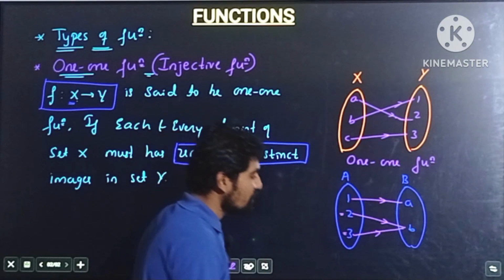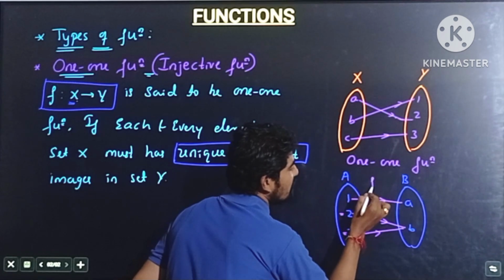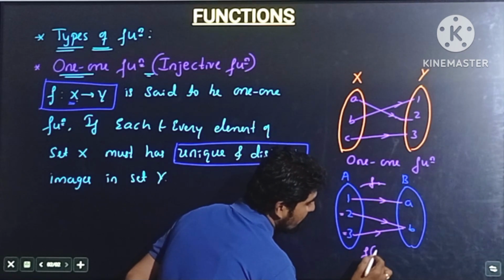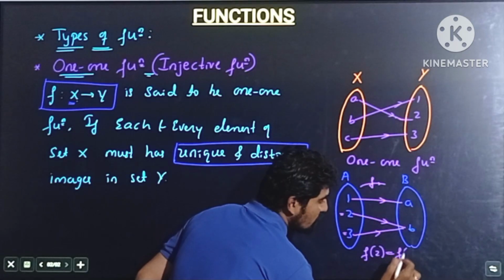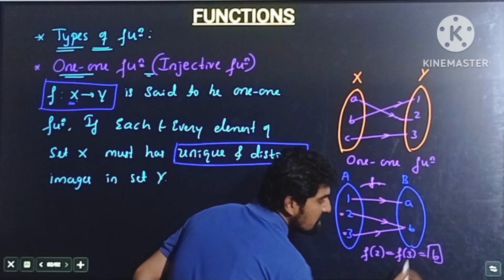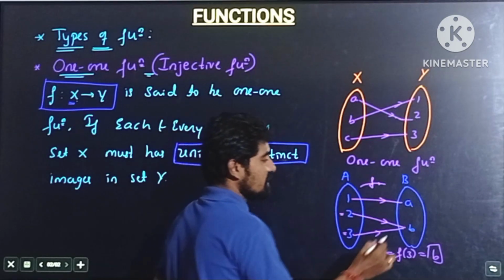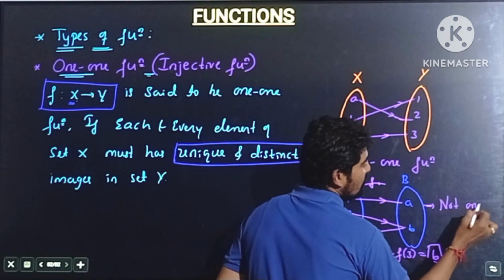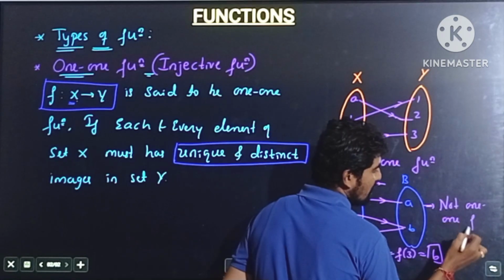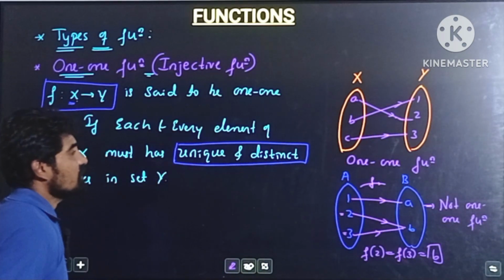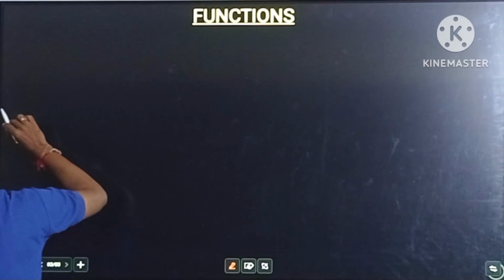Why is it not a one-to-one function? Suppose this is a function f from A to B. The value of f of 2 is equal to f of 3, which is equal to b. So 2 and 3 have the same image. That's why this function is not a one-to-one function. I hope all of you understood this first and second example.